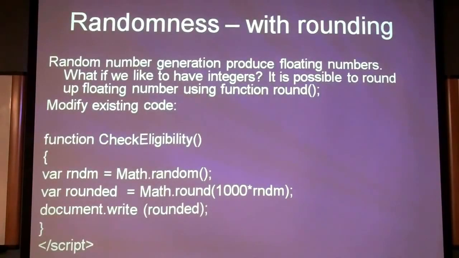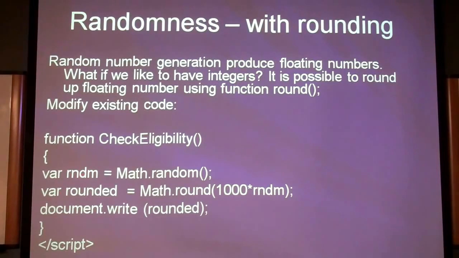Next, you can modify the existing code. I'm going to round that number. Essentially, I generate a random number, RNDM, between 0 and 1, and multiply by 1000 as we did in the previous case, but this time I'm using the function round, which strips off the fractional part so only the integral part will be printed. You don't need to create a separate function, just modify the existing code. Your lines should look like this.